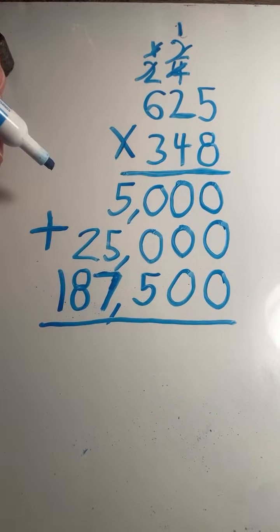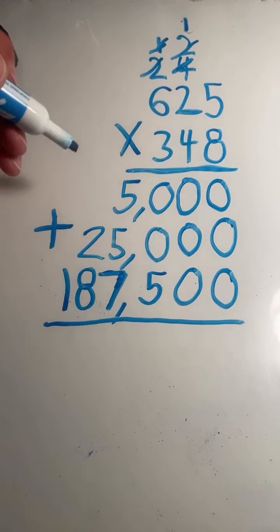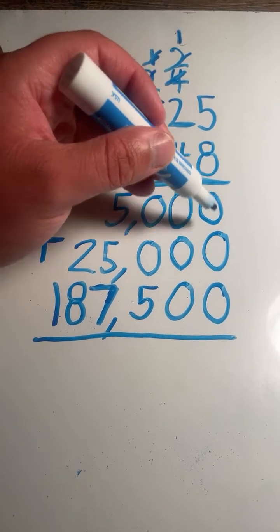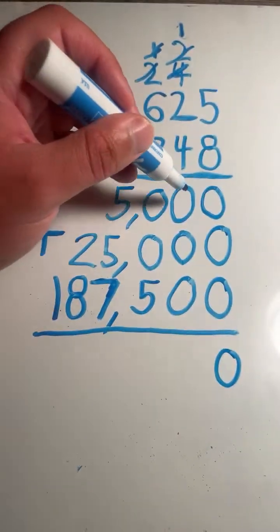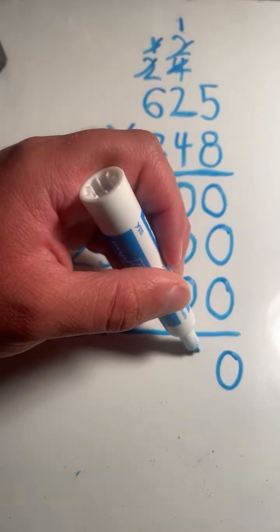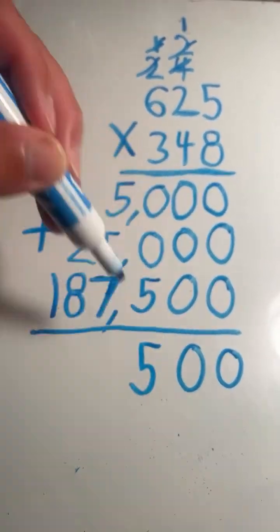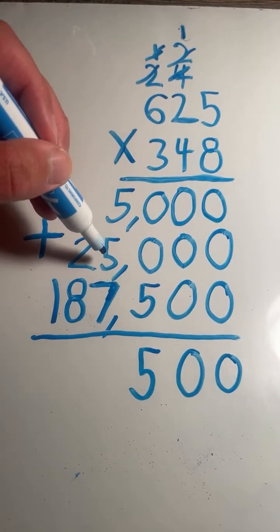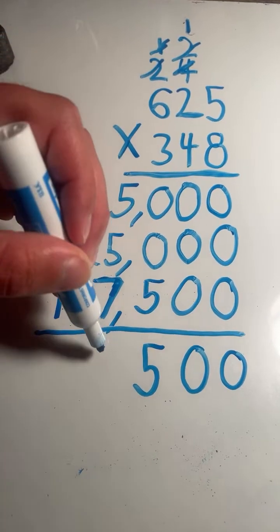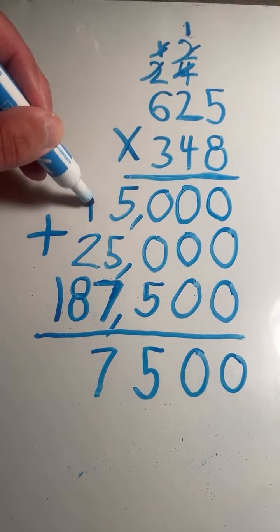So now to get our final answer, we have to add these three numbers together. So 0 plus 0 plus 0 equals 0. 0 plus 0 plus 0 again equals 0. 0 plus 0 plus 5 equals 5. 5 plus 5 equals 10. Plus 7 equals 17. 7, carry the 1.